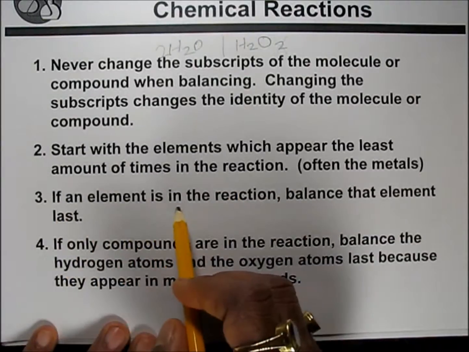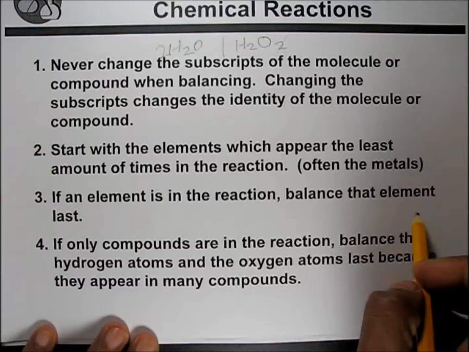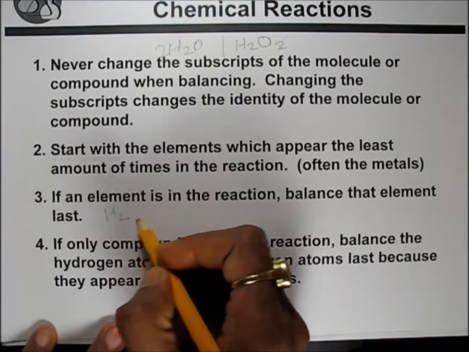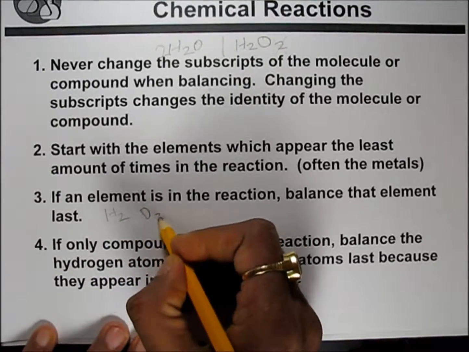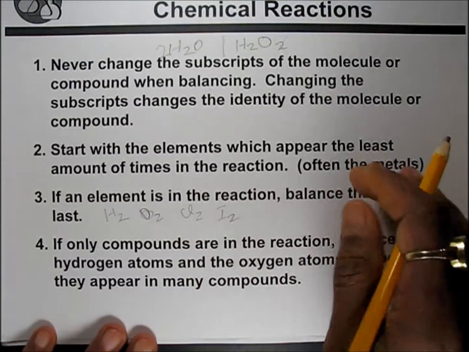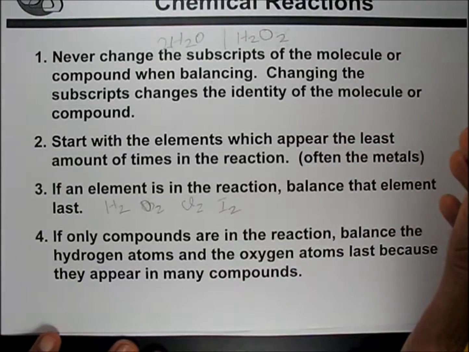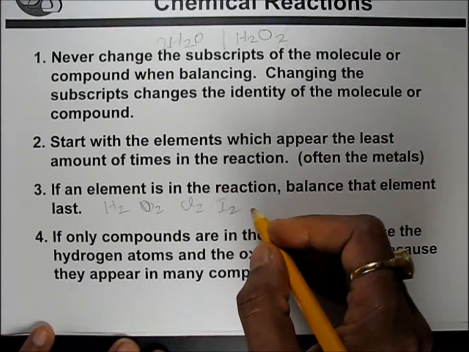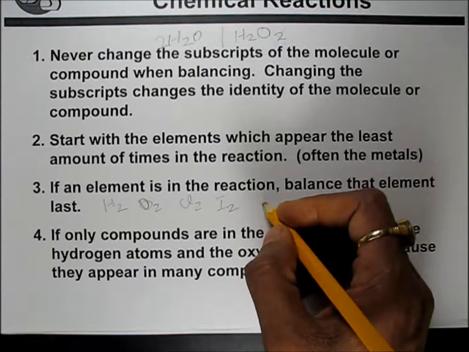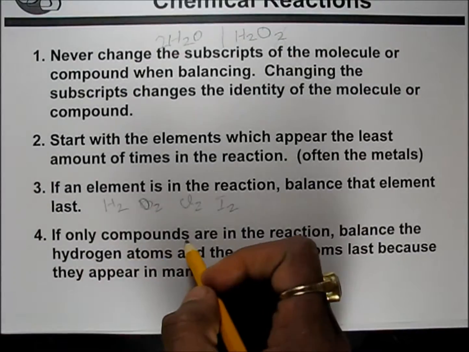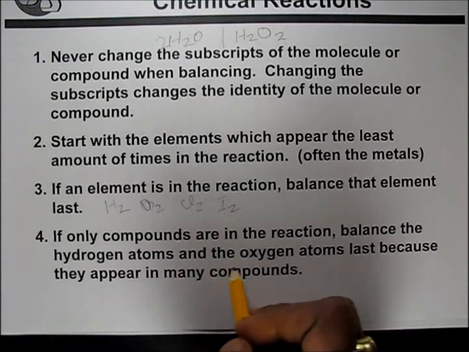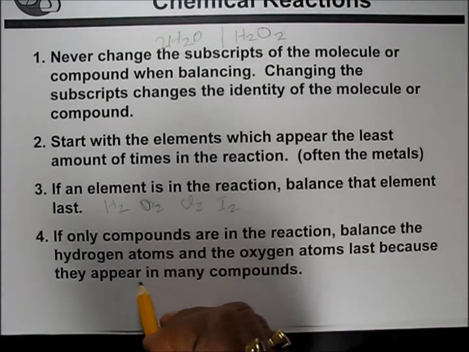Third is, if an element is in the reaction, balance that element last. So element means like hydrogen or oxygen gas or chlorine gas or iodine gas. These are diatomic molecules, or elements will also be some metals. If only compounds are in the reaction, balance the hydrogen atom and oxygen atom last, because they appear in many compounds.